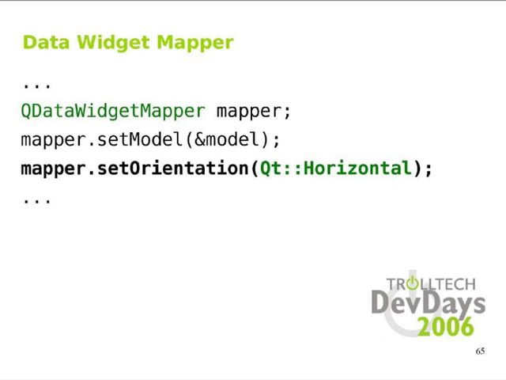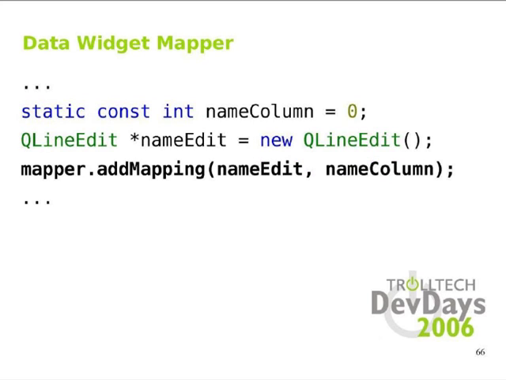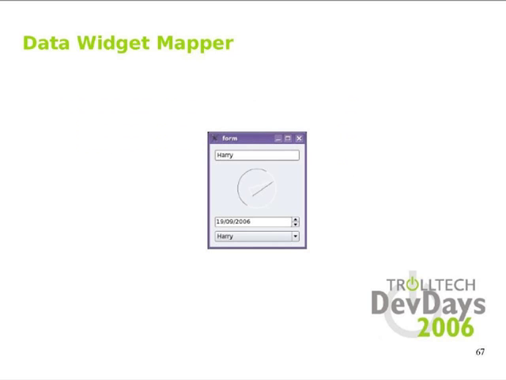And setting it up is amazingly simple. You simply have a model, you instantiate the mapper, and you set the orientation, in this case horizontal, and you connect that to a widget. So in this case, it's the line edit, and we set a column that we connect this widget to. So now the line edit controls column 0. And the result is as follows.